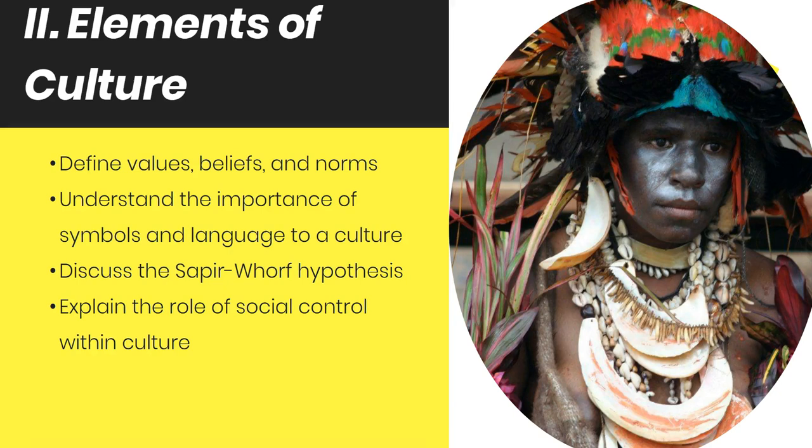All right, in this second section in our chapter on culture, we'll look at elements of culture. By the end of this section, you'll be able to define values, beliefs, and norms. You will also understand the importance of symbols and language to a culture. You will also know how to discuss the Sapir-Whorf hypothesis about language. And last but not least, you will be able to explain the role of social control within culture.